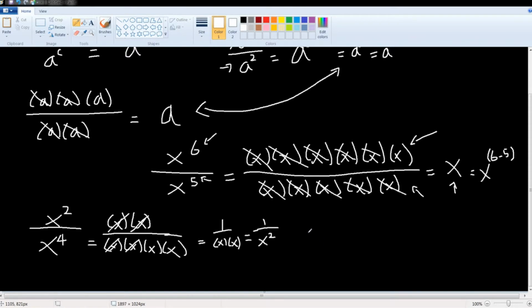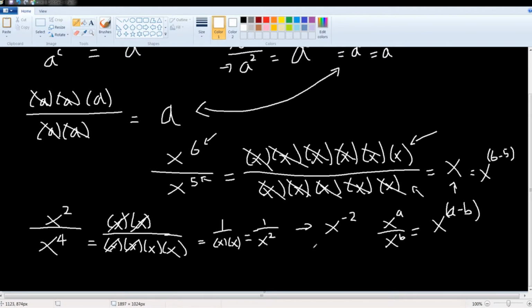And you're probably wondering, hey Cavell, according to the formula, this should be x to the negative 2, right? Because x to the a over x to the b is x to the a minus b. And I am going to say yes, that is absolutely correct. But why does it look like this? Why is it 1 over x squared?